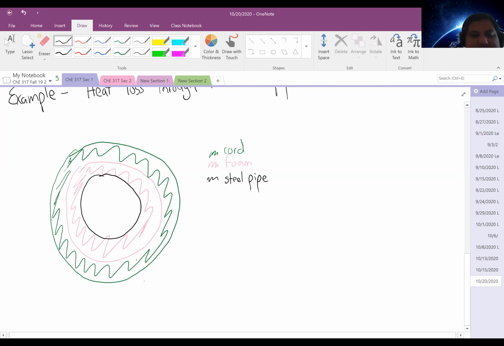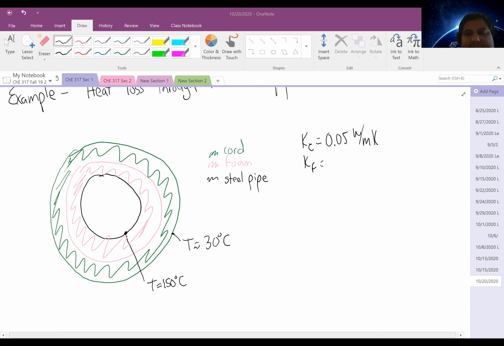The temperature here is approximately 150 degrees Celsius. The temperature here is approximately 30 degrees Celsius. We know that the thermal conductivity of the cork is 0.05 watts per meter Kelvin. The thermal conductivity of the foam is 0.055 watts per meter Kelvin.